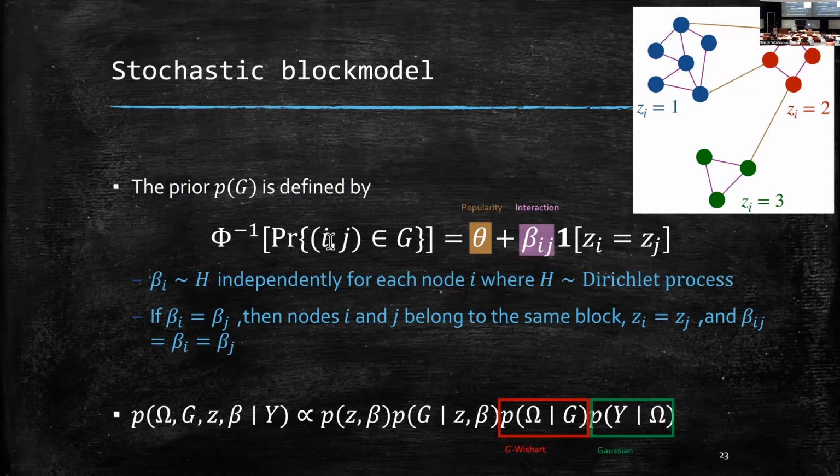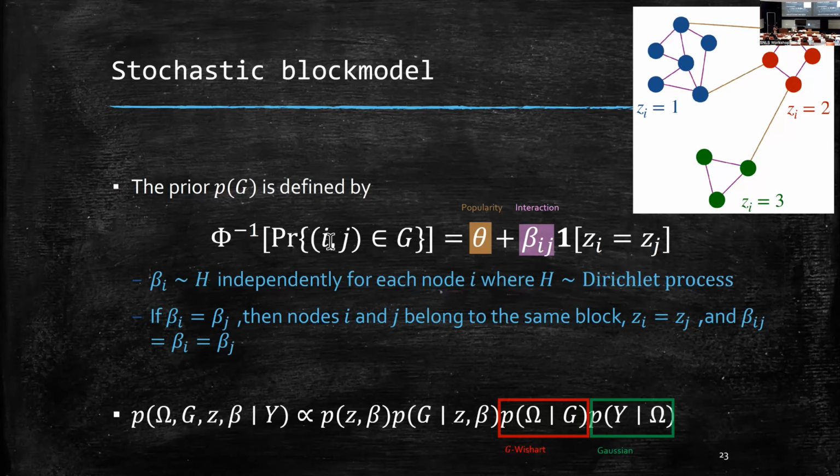So the trick here is that we introduce these latent parameters beta i, each of them associated to each node. Then we cluster the nodes. If two nodes have the same beta i, it means that they belong to the same community. And then we set beta ij equal to beta i equal to beta j. This is a quite nice trick. Obviously, we didn't come up with it. Somebody else came up with it, but we recycle it here. And it allows us to basically partition the nodes into communities.